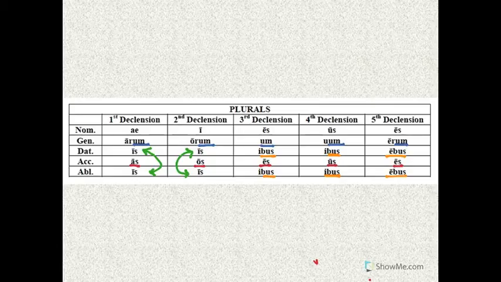In the third, fourth, and fifth declensions, the nominative plural and the accusative plural, all of this, are the same. We had a's in the third declension, us in the fourth declension, and a's again in the fifth declension.